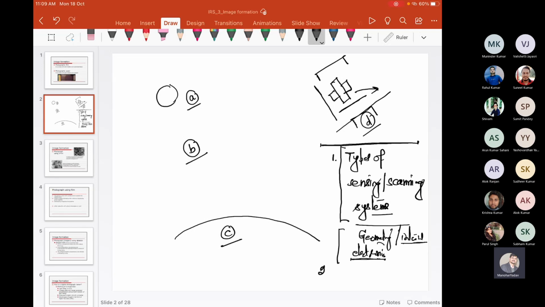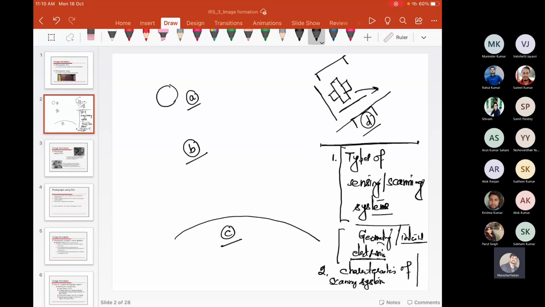Now the second part which we will discuss is how we characterize the characteristics of the scanning system, in terms of quality of data acquisition or quality of image. Okay.